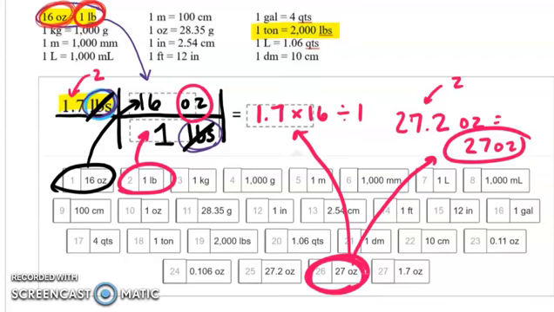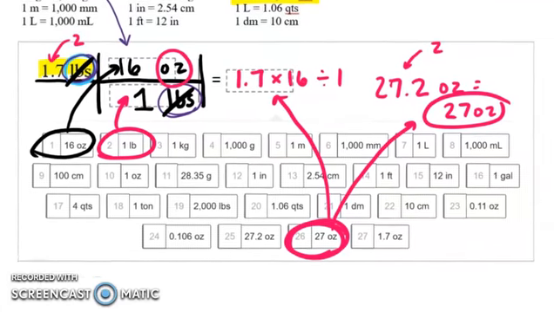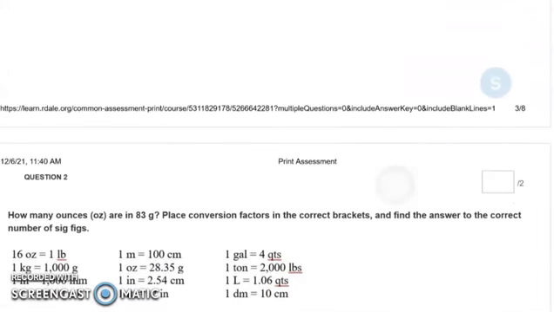Okay. Let me do a couple more just in case you need a little more review of how to do this. I have another one here.